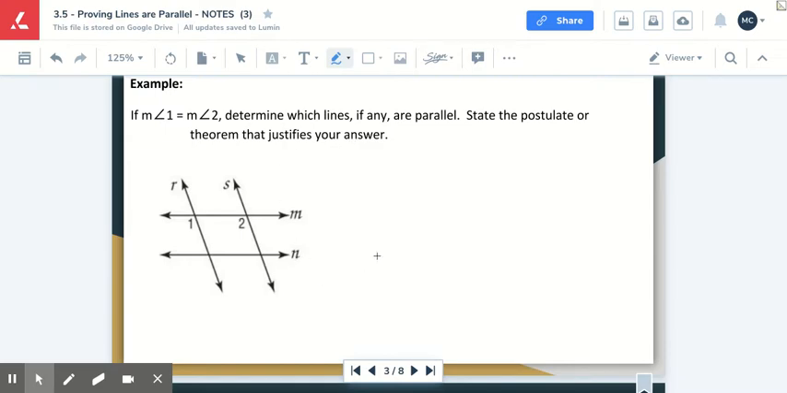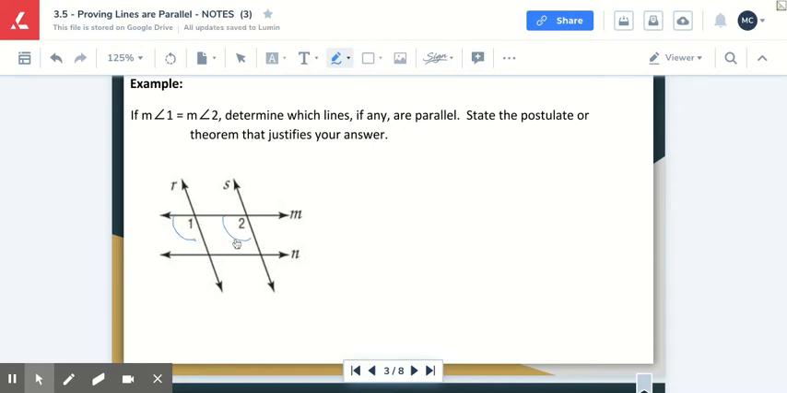So for example, if the measure of angle 1 is equal to the measure of angle 2, we're going to determine which lines, if any, in this diagram are parallel, and then state the postulate or the theorem that justifies the answer. So looking at the picture here, they say that the measure of angle 1 is equal to the measure of angle 2. So that would mean that those two angles are congruent.